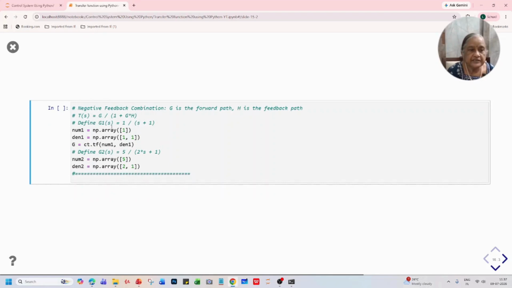So let us define G1 or GF(s) as 1 by s plus 1. So the numerator array is 1, denominator is 1 comma 1, and we shall take the feedback path as a unity feedback path. So with the unity feedback path, the transfer function ct.tf has numerator 1 and denominator 1, and we define the second transfer function G2 as 5 by 2s plus 1 in this. So that is what is done here.